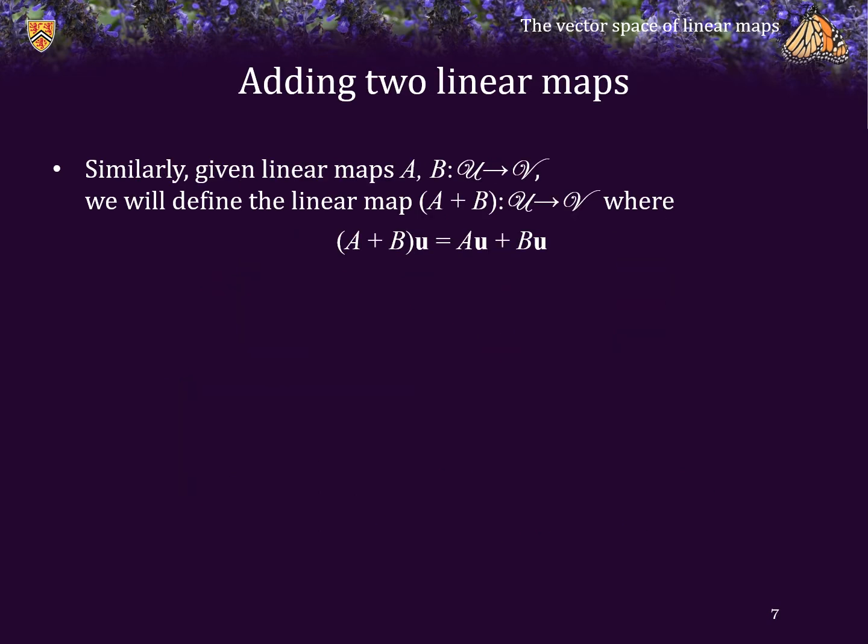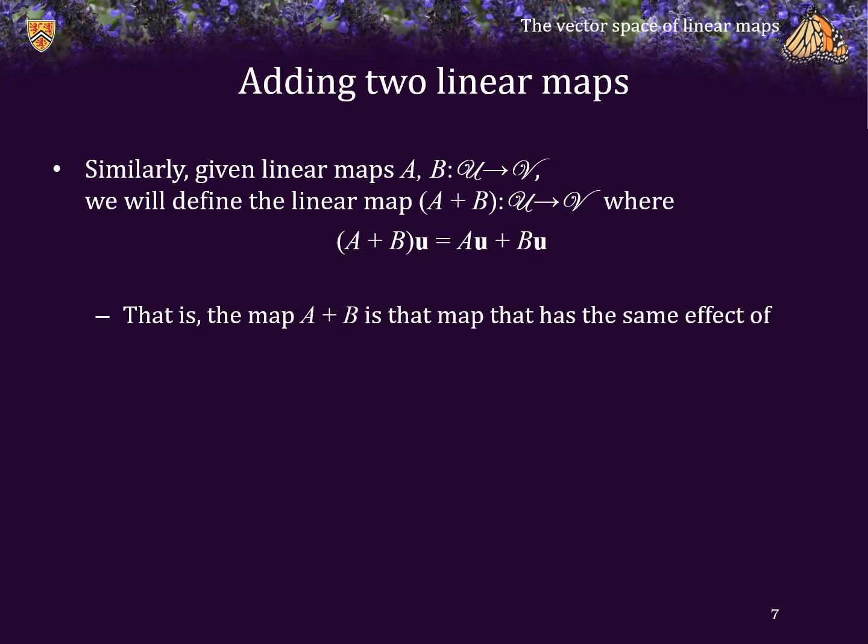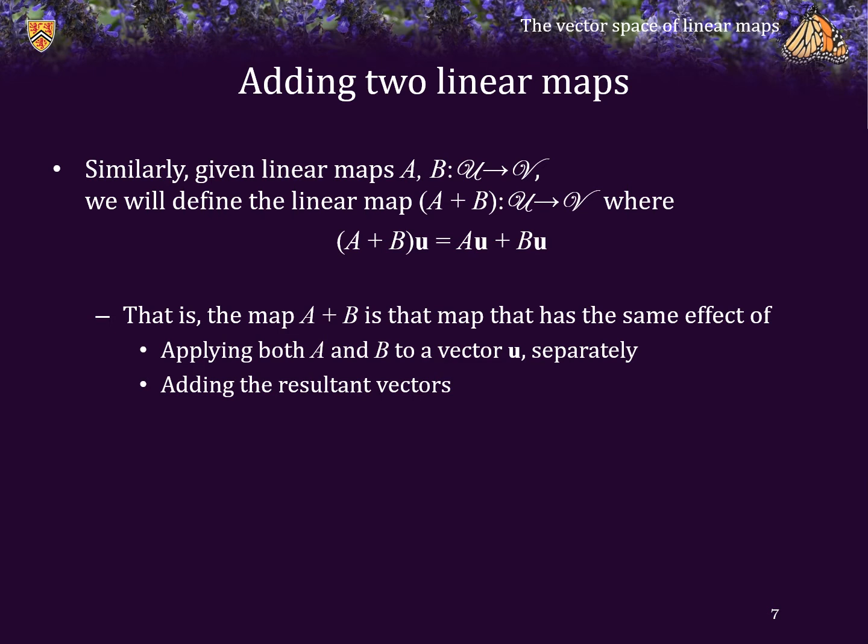Similarly, given two linear maps A and B mapping a vector space U onto a vector space V, we will define the linear map A plus B, which also maps U onto V, where A plus B applied to u is A applied to u plus B applied to u. Now, once again, the map A plus B is that linear map that has the same effect as first applying A and B separately to u, and then adding the resultant vectors in the vector space V.